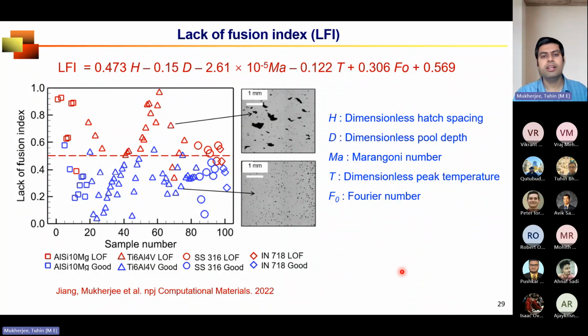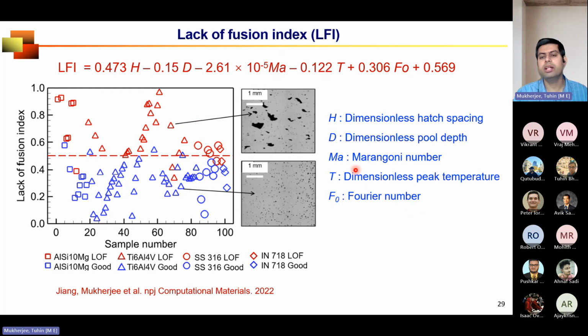So what we did, since we lack the fundamental understanding in all directions, we took advantage of machine learning. We know what variables might be affecting the lack of fusion void, and we came up with these 5. Hatch spacing, you have seen from the previous slide. Pool depth, pool dimension, also important.